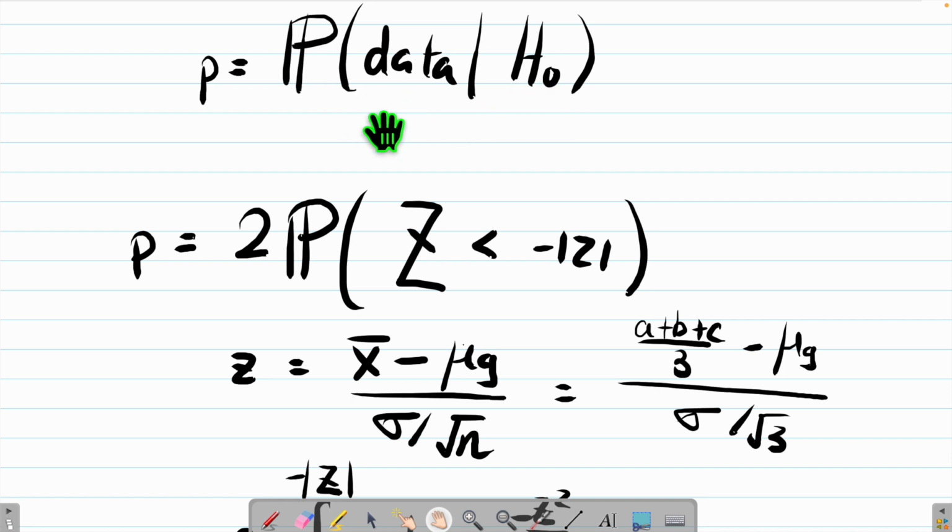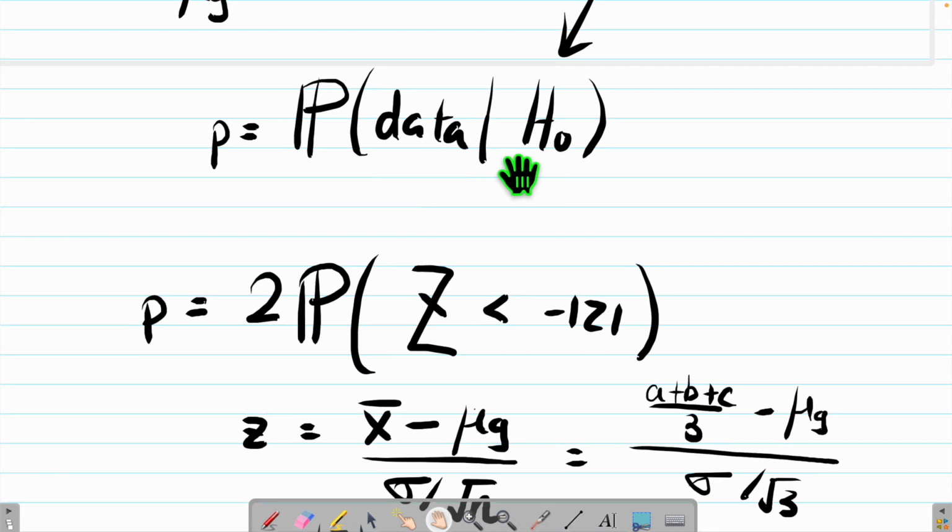And if the probability is a very large number, what does that mean? That means the null is very likely true, so we cannot reject h0, we cannot reject the null. But if this probability is very small, then we say that we reject h0.